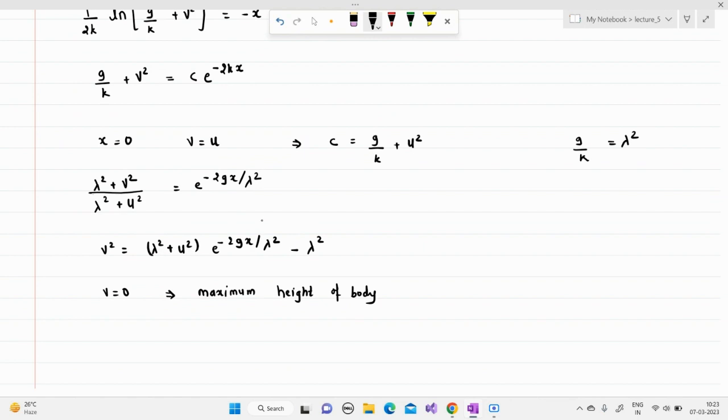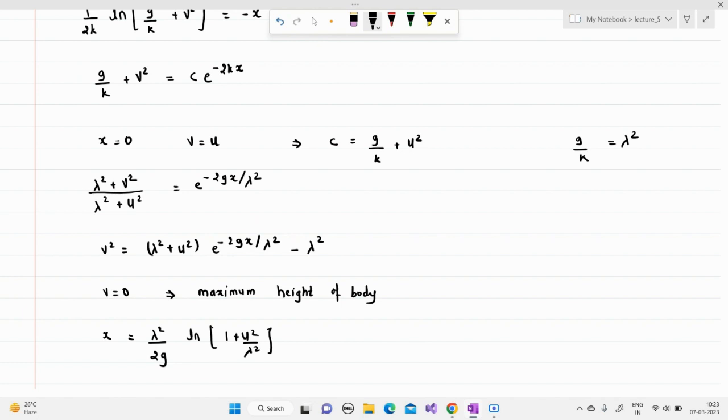Okay, so if I put lambda square here, the final answer that I'll get is x is equal to lambda square by 2g ln 1 plus u square by lambda square.